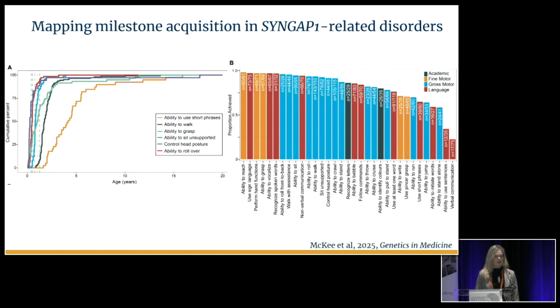Electronic health record data can also be used to assess developmental milestone acquisition. As you can see here, the range of developmental milestones achieved in SYNGAP ranges from around 20% in the ability to use verbal communication, all the way up to more than 95% in good fine motor skills and nonverbal communication.